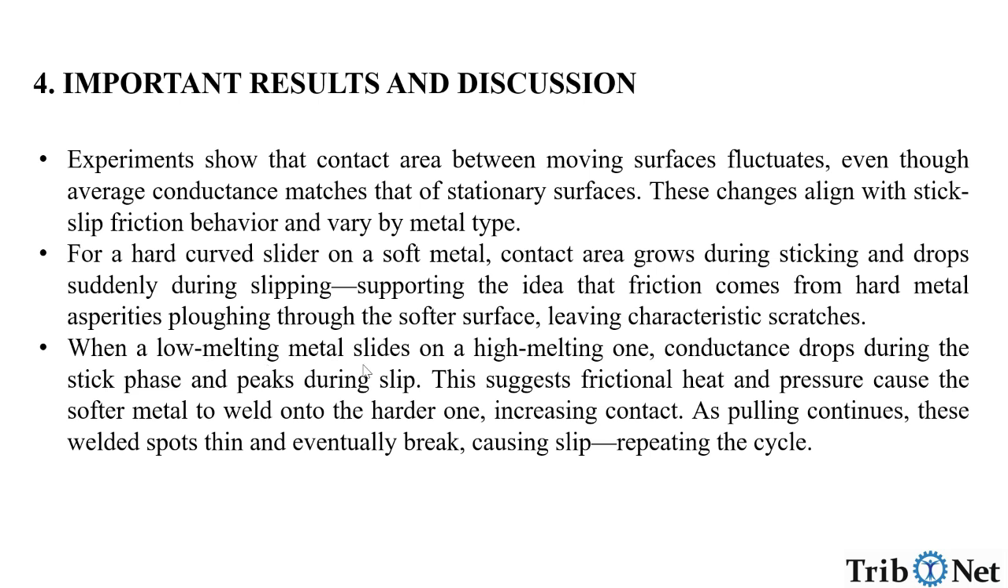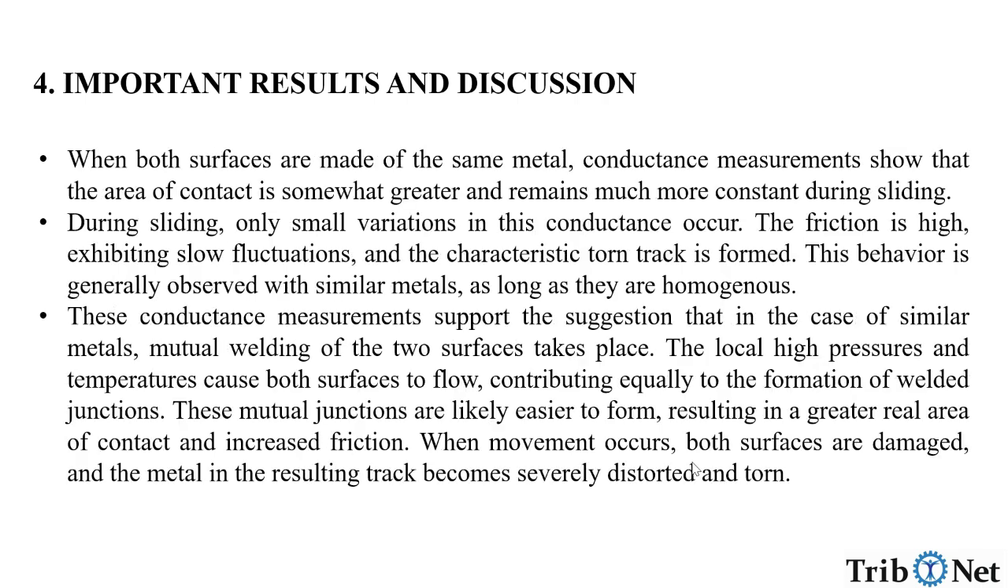When a low melting metal slides on a high melting one, the conductance drops during the stick phase and peaks during the slips. This suggests the frictional heat and the pressure cause the softer metal to weld onto the harder one, increasing the contact. As pulling continues, these welded spots thin and eventually break, causing the slip, repeating the cycle.